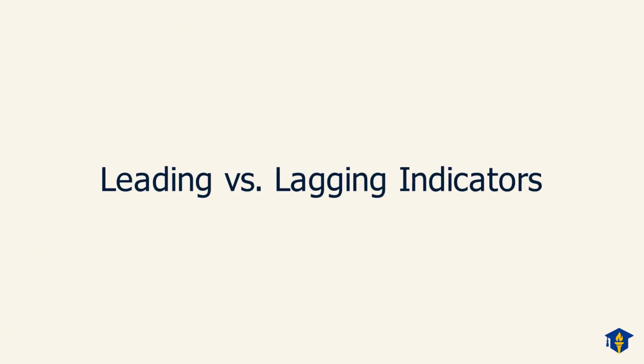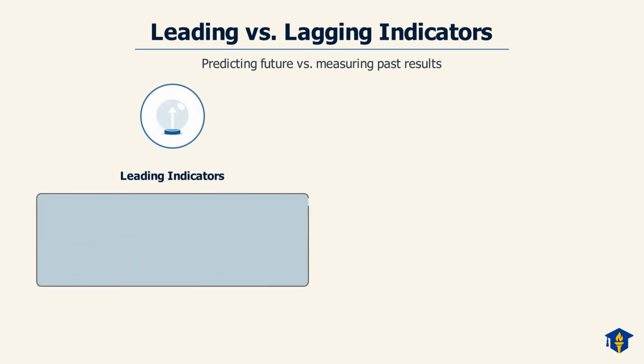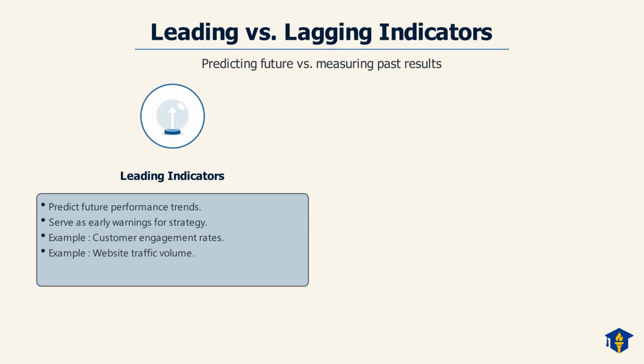Let's differentiate between leading and lagging indicators, which are important concepts. This distinction helps us understand what predicts the future versus what reflects past outcomes. Leading indicators, on one hand, are forward-looking measures. They help us predict what might happen with performance in the future. These indicators provide early signals to adjust our business strategy proactively. For instance, customer engagement rates can indicate future sales potential. Another example is website traffic volume, which predicts future customer interest.